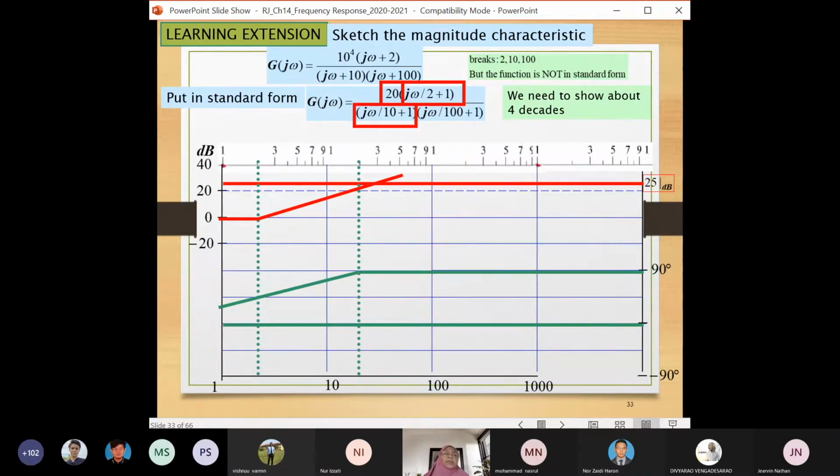For the poles, j omega over 10 plus 1, you identify 10, 0 prior to corner 10. And then because it's a pole, it will drop by 20 dB per decade. So you draw a line from 10 to 100 and drop off 20 dB. The phase plot runs through 10. Prior to this one is flat. Above that one is flat again.